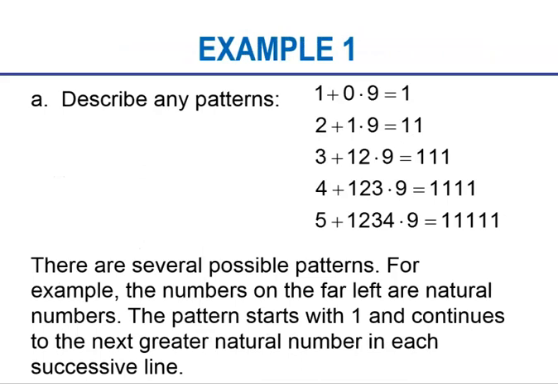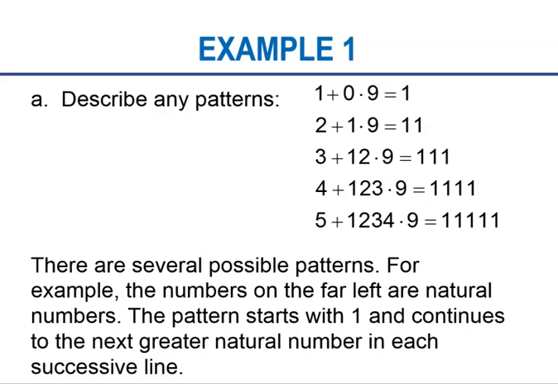So we're going to start off with an example, and we want to describe any patterns that we see here. Take a look at what we've got going on. Notice we've got 1 plus 0 times 9 equals 11. And in the second line, 2 plus 1 times 9 equals 11. Third line, 3 plus 12 times 9 equals 111. 4 plus 123 times 9 equals 1,111. Of course, you see a pattern here, right?